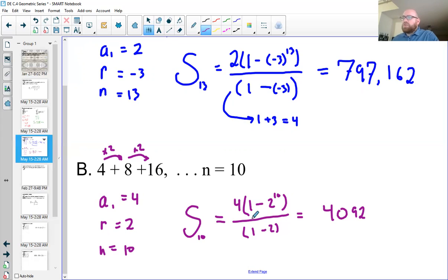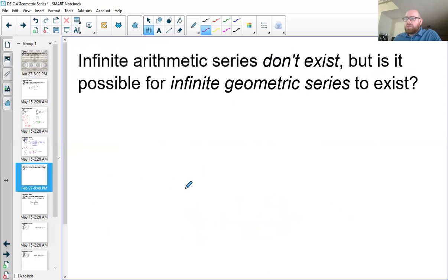So that really shows us how we can use our formula even when we're given a list of numbers rather than the formula for the sequence. So the question I want to leave you with at the end of this first video is, infinite arithmetic series don't exist, but is it possible for infinite geometric series to exist? So think about that and then watch the next video in which we will discuss the answer.